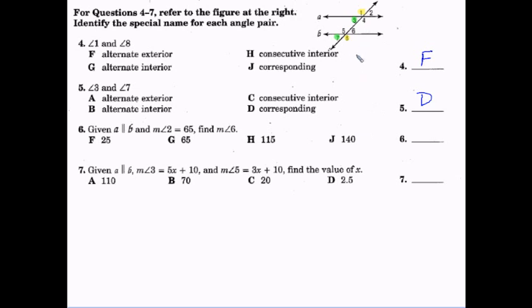Given that A is parallel to B, and we have the measure of angle 2 is equal to 65, we want to find angle 6. So we're going to label in yellow all of our angles that are congruent, and then all of our green angles are congruent. So angle 2 is green, and angle 6 is also green. Since these are green, they're equal. So angle 2 is 65. That means angle 6 is also 65. So that's G.